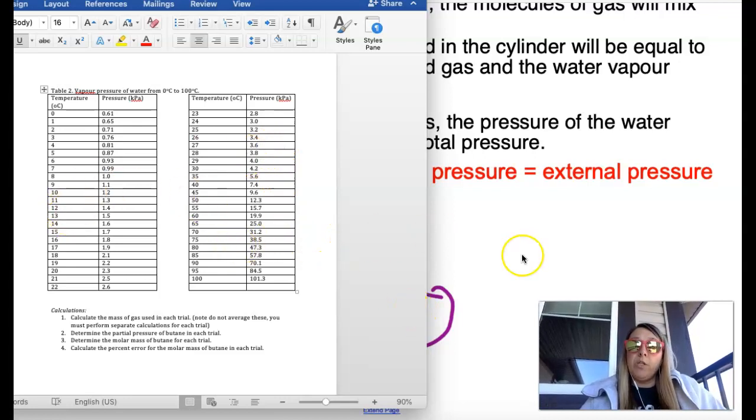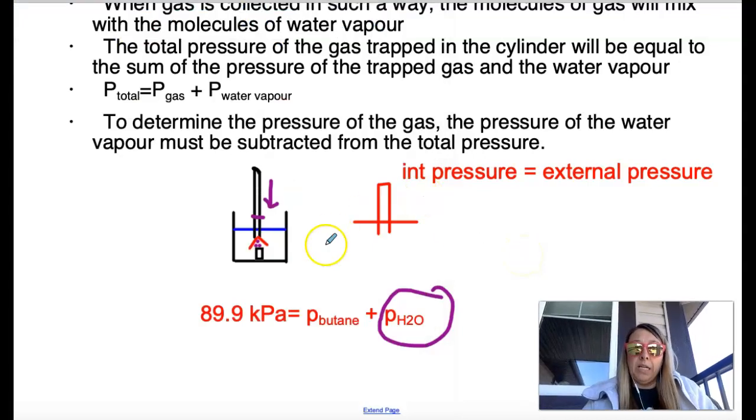So what I would do if I was actually doing this experiment is figure out the room pressure to know the total pressure. I would then take my thermometer and stick it inside of the water so that I could determine what the temperature of the water is. Then I'd look at that data table I just showed you so that I could figure out what the partial pressure of water is. And then to get the partial pressure of butane, I would just do the total minus the partial pressure of the water.